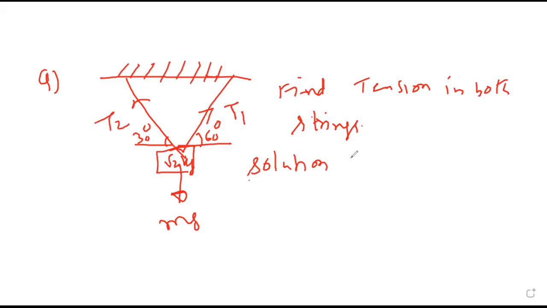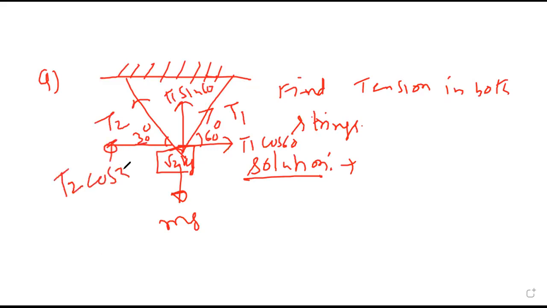I'm not drawing a separate free body diagram because now you have the idea. T1 cos 60, this will be T1 sin 60. Here it will be T2 cos 30 and T2 sin 30.